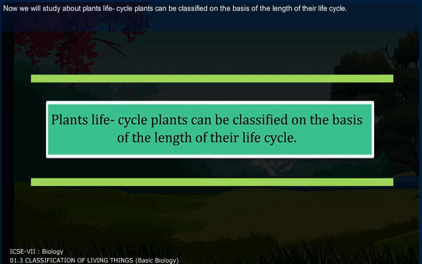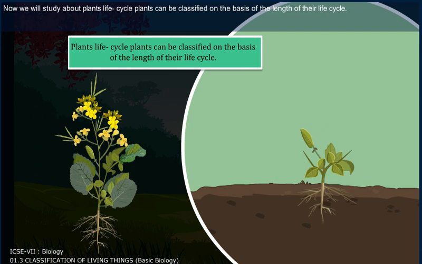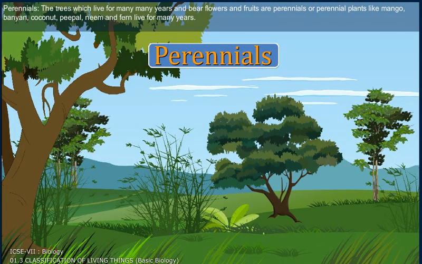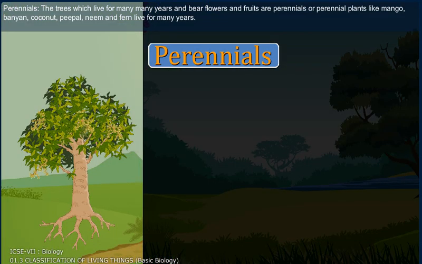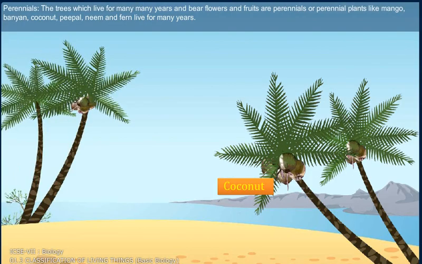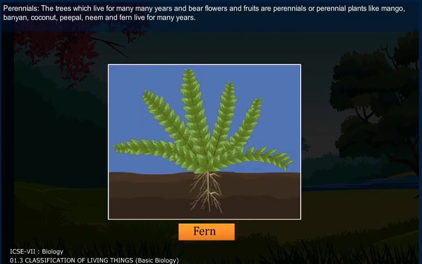Now we will study about plants' life cycle. Plants can be classified on the basis of length of their life span. The trees which live for many years and bear flowers and fruits are perennial plants. Mango, banyan, coconut, peepal, neem, and fern live for many years.